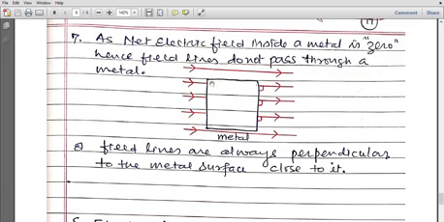Before the metal there will be electric lines, after the metal also there will be electric field lines, but inside the metal there are no electric field lines. Okay, so electric field lines do not pass through a metal.